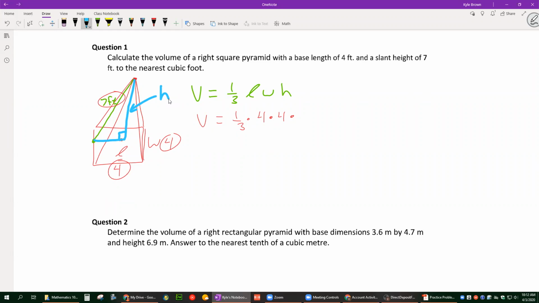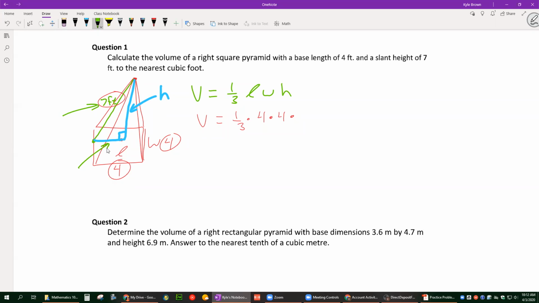Okay, so we're going to do a bit of Pythagorean theorem here. I can see that my hypotenuse there is going to be 7. So I've got one side of my right angle triangle. I would really like to have that other side of my right angle triangle. So what is that, Dakota?